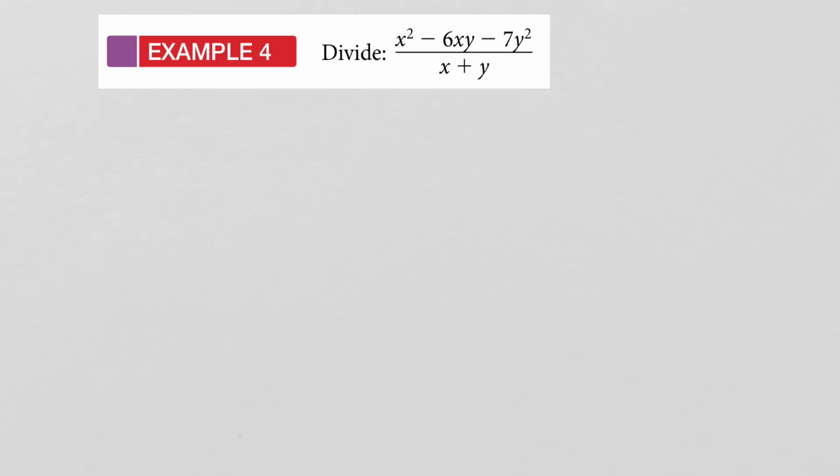Now, how about a case where we're dividing by 2 terms? So you can see now we're no longer dividing by a monomial. We now have a binomial, right? X plus y is 2 terms. So when this happens, there's 2 different things you can do. One is we could try to factor the numerator. Okay, now this might work, it might not work.